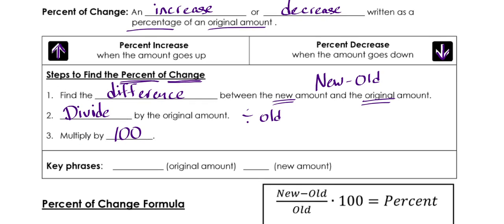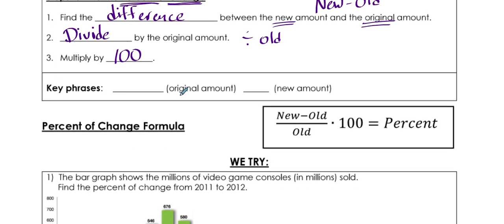So I'm already using these words, but anytime you see original amount, I'm going to call that the old, and the new amount, I'm just going to call that the new. So this is our equation. The new minus the old divided by the old times 100. New minus the old is just how much it changes by. Then we divide that by the old amount and times by 100 to change that into a percent of change.